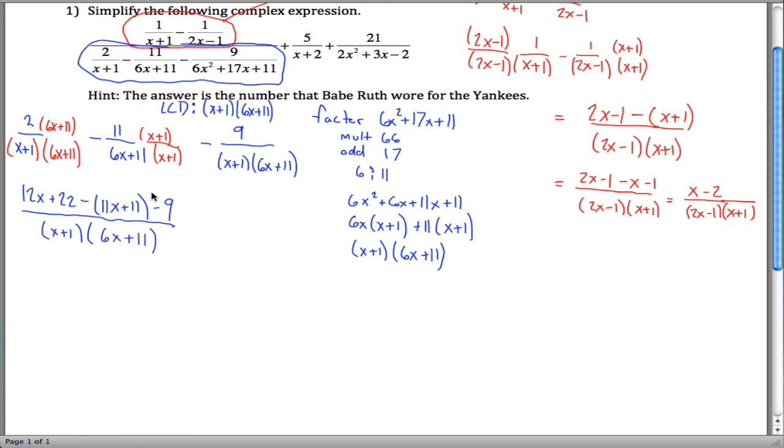So now if I distribute this negative sign through and collect like terms, I'll have 12x minus 11x, which is just x. And then I'll have 22 minus 11 is 11, minus 9 more leaves me with 2. So I get x plus 2 divided by x plus 1 over 6x plus 11.